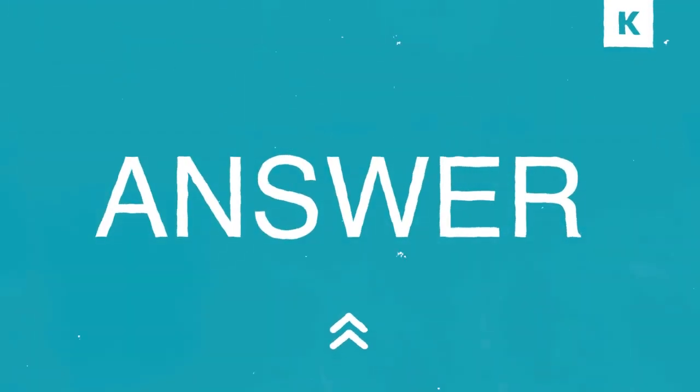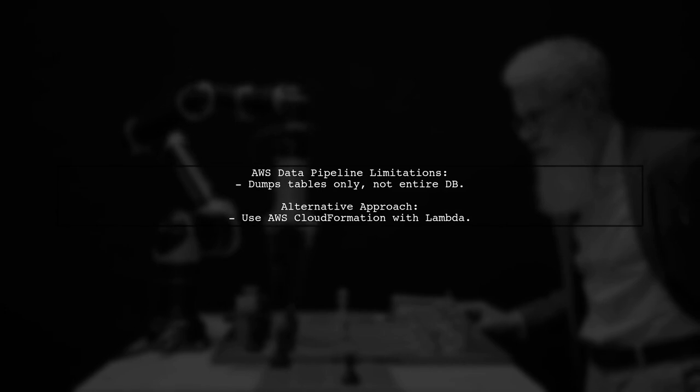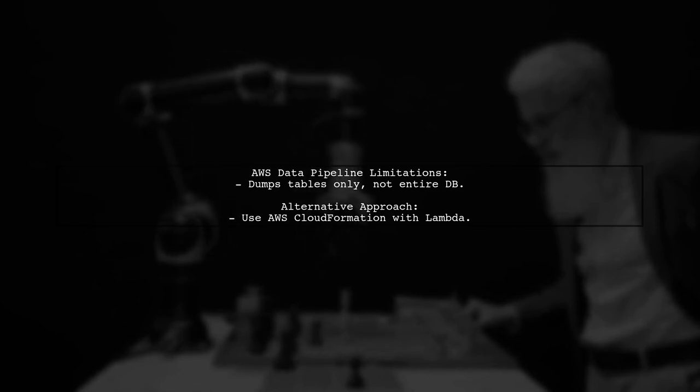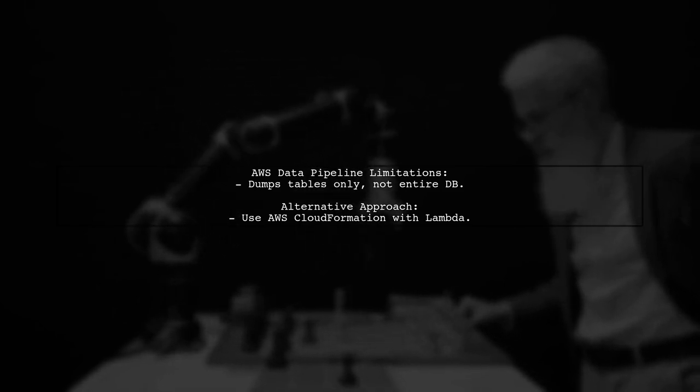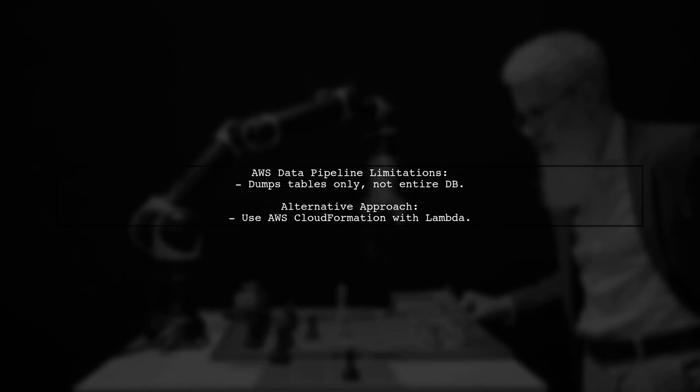Let's now look at a user-suggested answer. You can use AWS Data Pipeline to dump tables from an RDS database, but not the entire database. If you want to dump the whole database to S3, consider using AWS CloudFormation with a Lambda function.